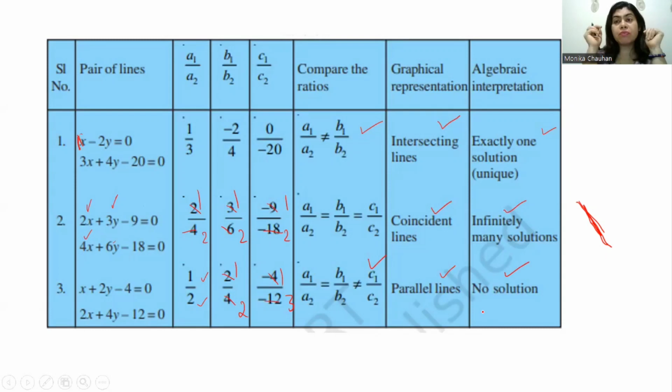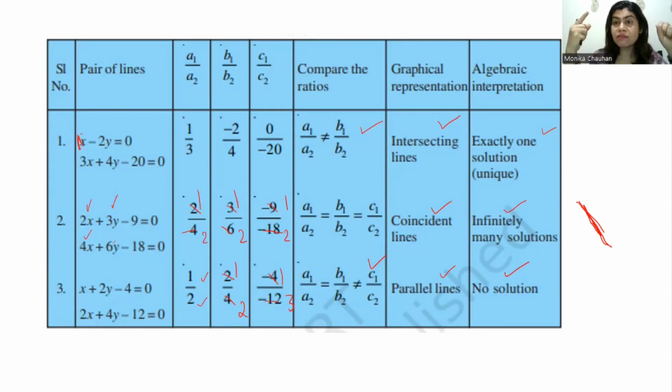So you have to remember, when comparing the ratios, if A1 upon A2 is not equal to B1 upon B2, okay, the coefficients of x not equal to the coefficients of y, that means you get a unique solution, intersecting lines. Again, I'm repeating because it's very important.